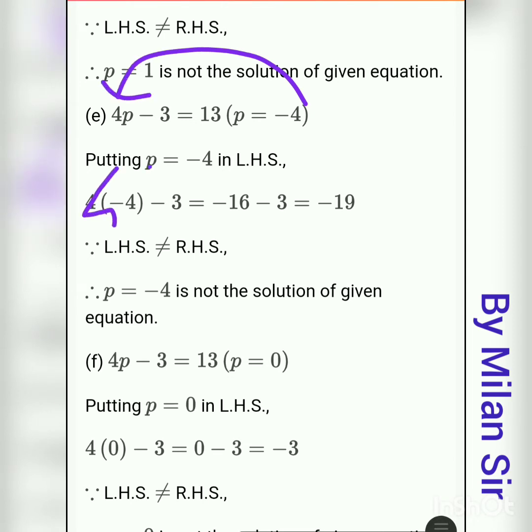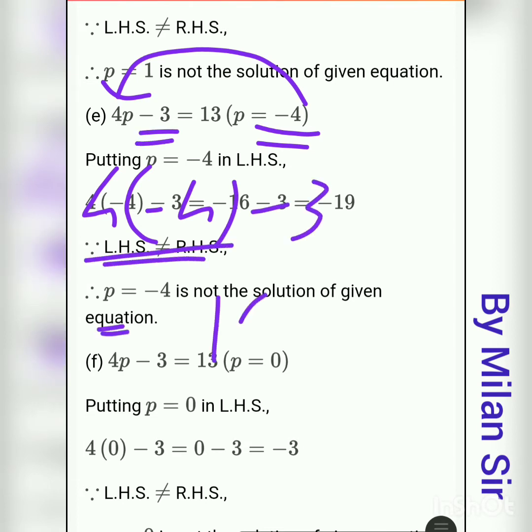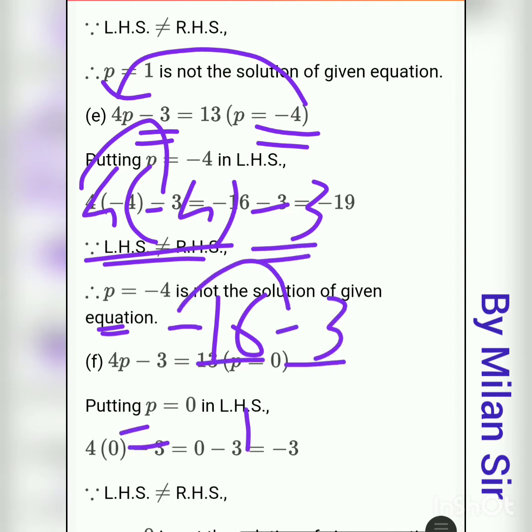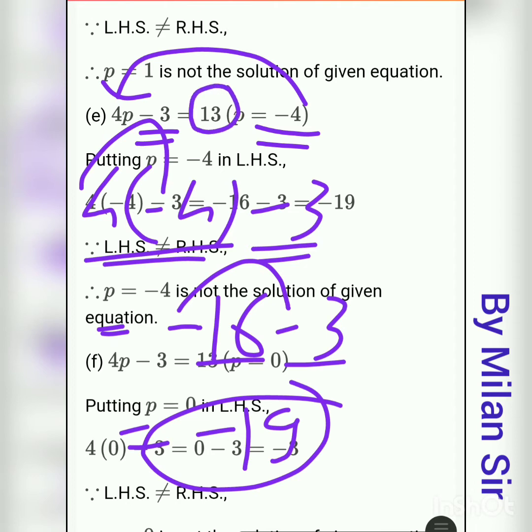So 4 multiplied by p. In place of p write minus 4, and minus 3 as it is. So now 4 fours are 16, with plus minus giving minus, and here we have minus 3. So now minus 16 minus 3 is 19. The bigger number 16 has the negative sign, so we get the answer minus 19, but here it is written 13. So both answers are not the same. That's why this is not the solution.